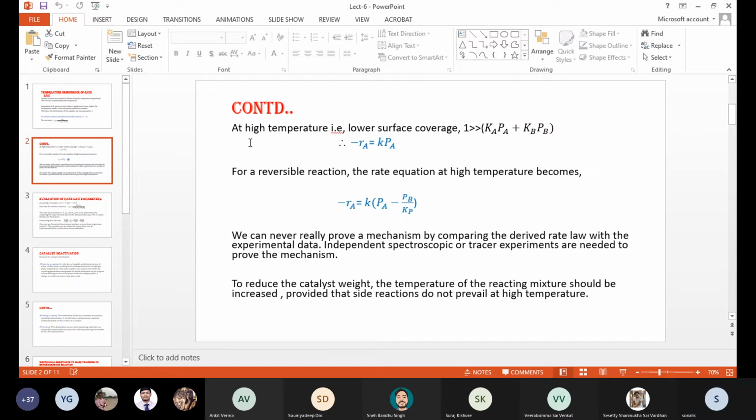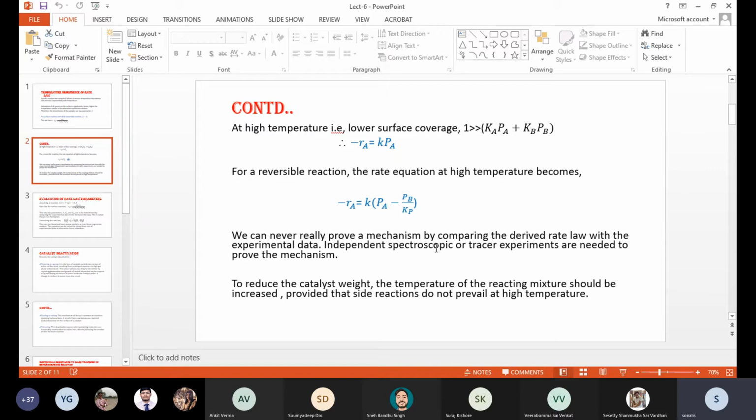This we can write. At high temperature, that is lower surface coverage. Lower surface coverage means desorption is more. 1 is very, very high compared to Kapa plus Kbpb. Therefore, minus RA is equal to small k into Pa. Small k is the surface reaction forward rate constant. For a reversible reaction, obviously the reversible reaction terms will come, minus something. So it is k times Pa minus Pb by Kp. Kp you can remember is the big constant which is reduced to small kp. So this is the expression of a reversible reaction occurring at high temperature.